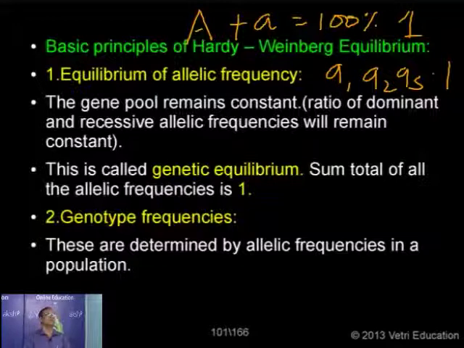This is what is called genetic equilibrium. So this genetic equilibrium is maintained only if there is no mutation, no selection, no genetic drift, no genetic recombination, etc. Now, what is the second basic principle of Hardy-Weinberg equilibrium?